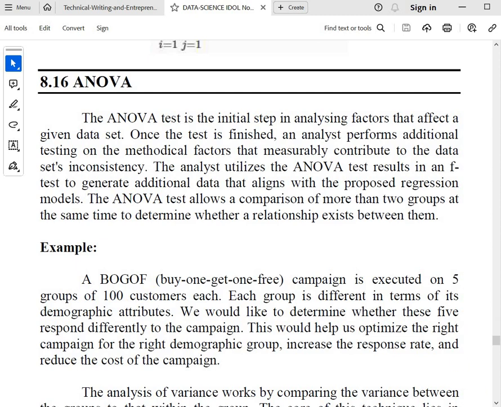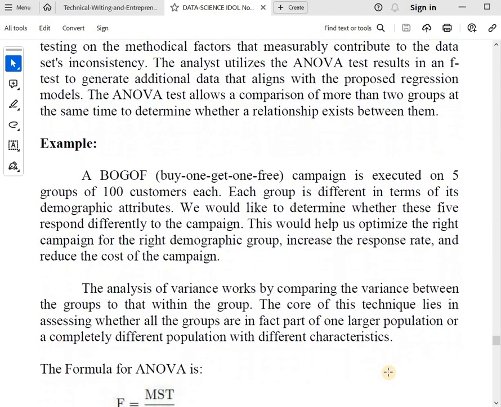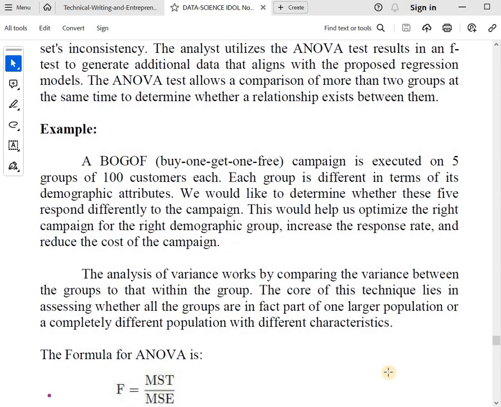Now, let us take an example. You have a campaign called buy one get one free, and you are executing that campaign in 5 groups of 100 customers each. So how many groups do we have? 5 groups. Now, what is different in each group is that every group has different demographic attributes.